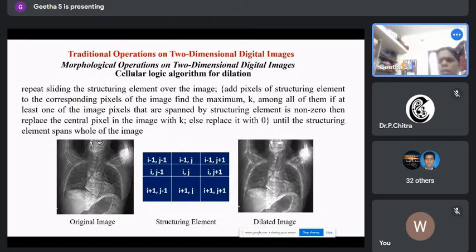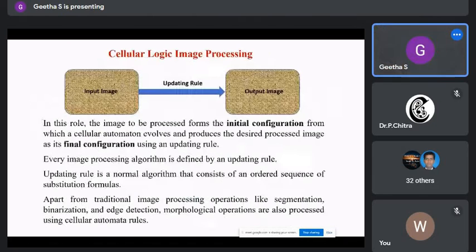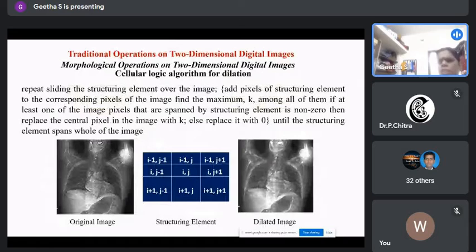So what do you mean by two-dimensional digital images? Morphological operations. Morphological operations on 2D images. First one, the cellular logic algorithm for dilation. So this is the algorithm. It is most important. You have to use the structuring element. You have to apply the 9 neighborhood method. So this is the formula.